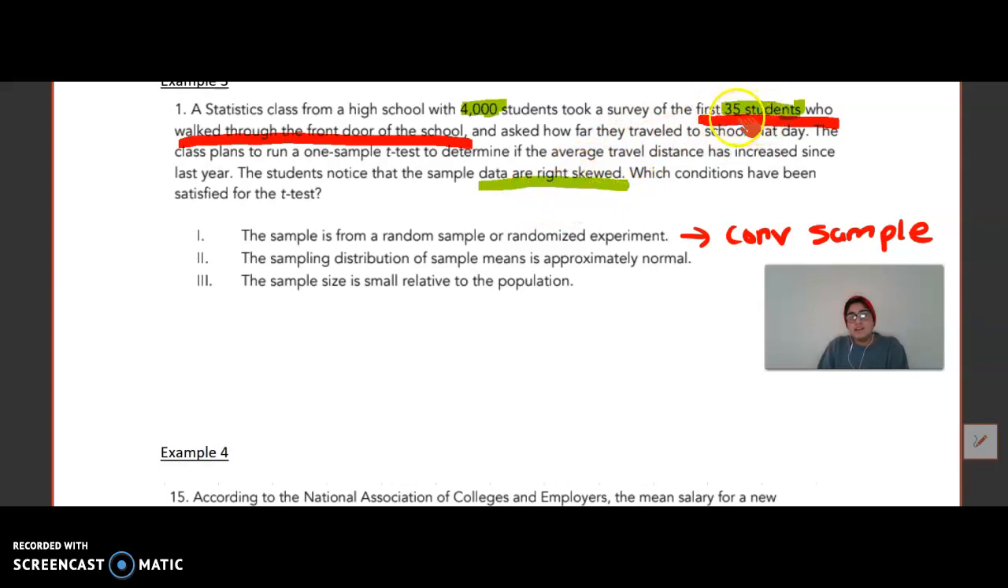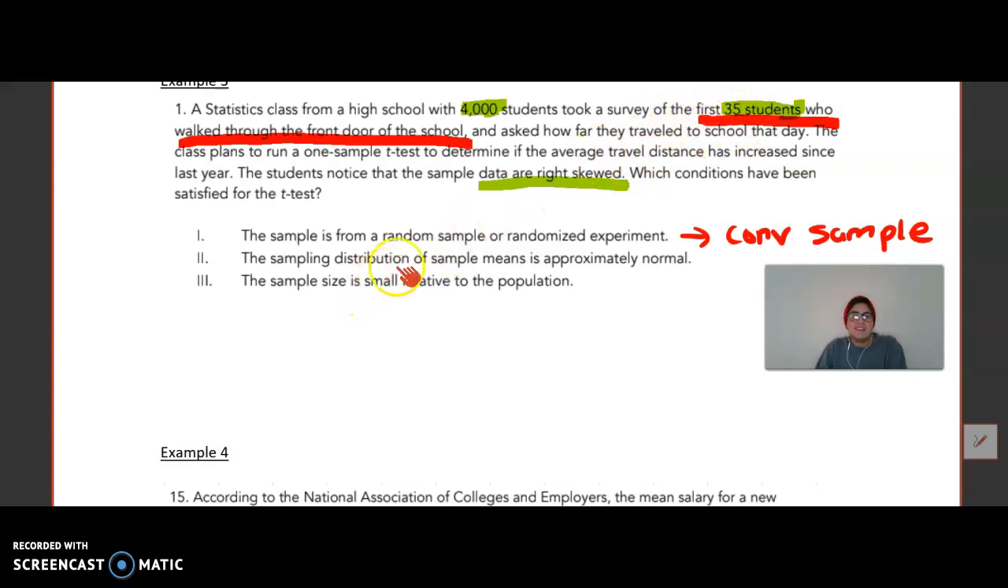Because of this sample size, if I were to take all possible samples of 35 students from these 4,000 students, my sampling distribution for the mean would become approximately normal because of the sufficiently large sample size. Now, if I did not have the sample size and I was just told that the sample data was right skewed, then the normal model would not be appropriate. But here it is appropriate since this large enough sample size will give us an approximately normal sampling distribution.